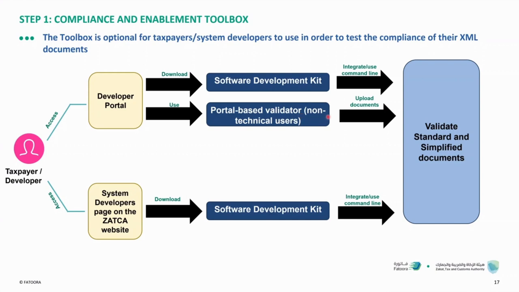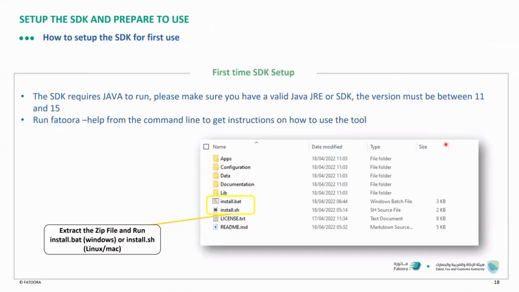Now, the second way to access the same SDK is through our external portal, zatka.gov.sa. We have dedicated a system developer page on our website. There you'll find some documentation and some tools, and one of the tools is the SDK. Again, similar to the first option, you can either integrate it into your code, or use a command line to validate and make sure that the standard and simplified invoices that your system is generating are compliant. Here we've included high-level steps on how to do that. Of course, all the details are provided on our website or on the developer portal.